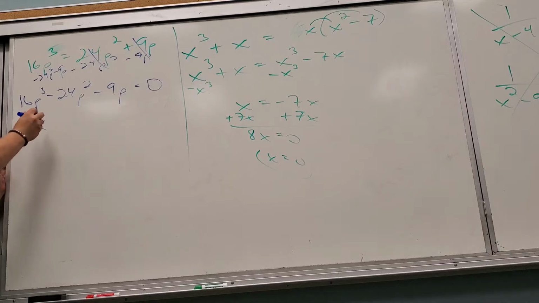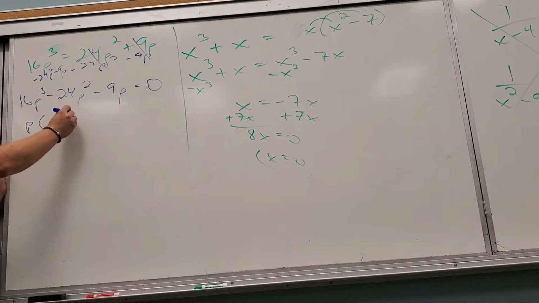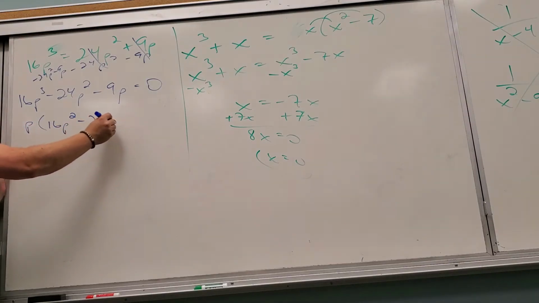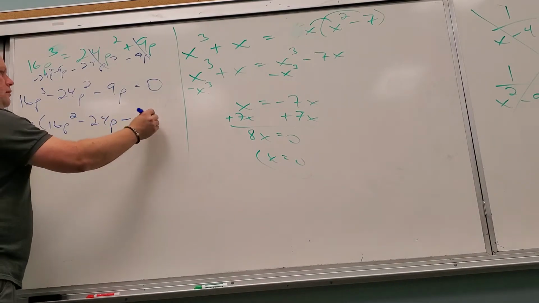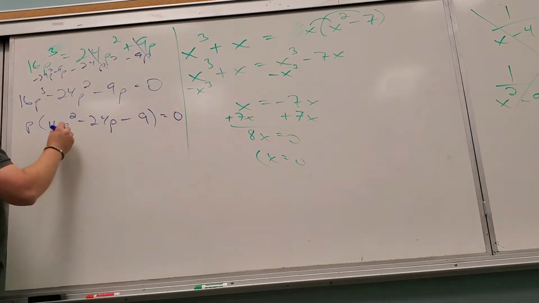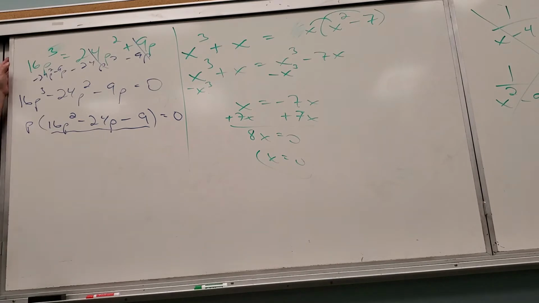So you get 16p squared minus 24p minus 9. What do I do with this? What do I have to do?